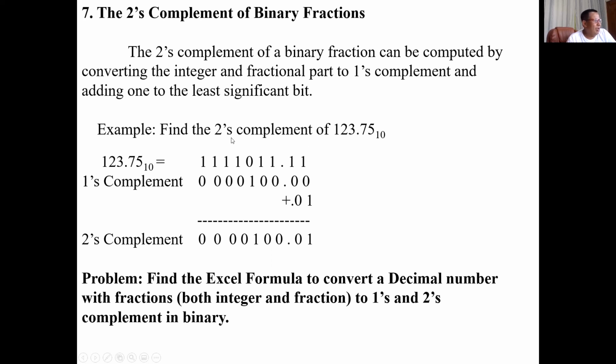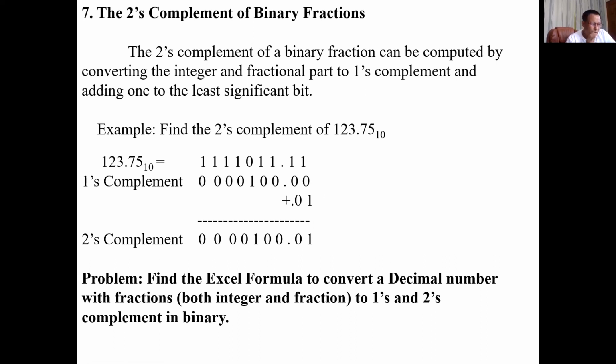For example, you want to find the 2's complement of 123.75. 123.75 is 1111011.11, right? The 1's complement of this is 0000100.00. Where do we add the 1? The 1 is added to the least significant bit. It's not here, but the least significant bit. You add it there. Okay?